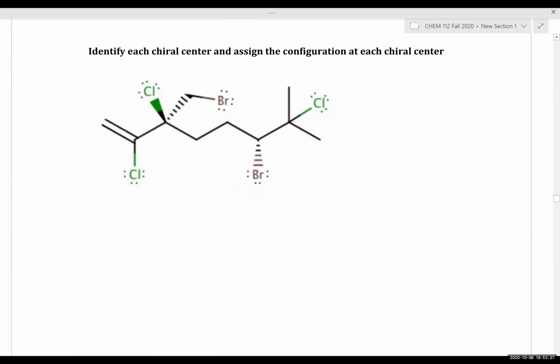In this case, let's assign and identify each chiral center and assign the configuration at each chiral center. So practice makes perfect. So we have two chiral centers that I'll label A and B. And I'd like you to assign the stereochemistry at each of these two chiral centers. So let's spend about 3 to 4 minutes working on this example, and then we'll come together as a group to discuss.